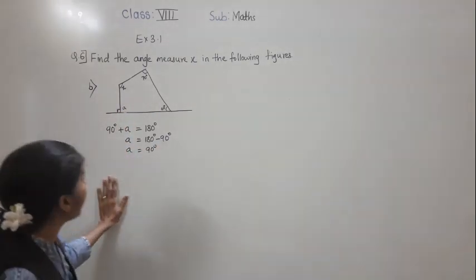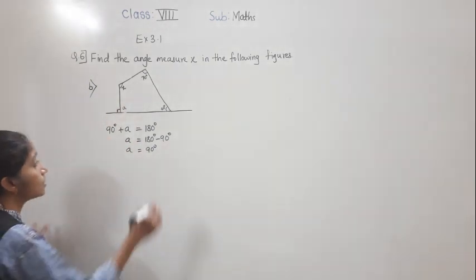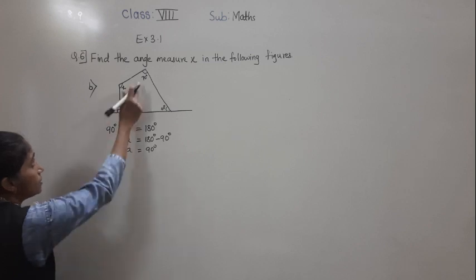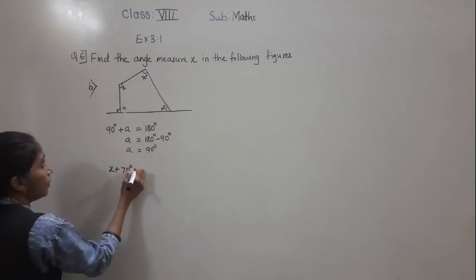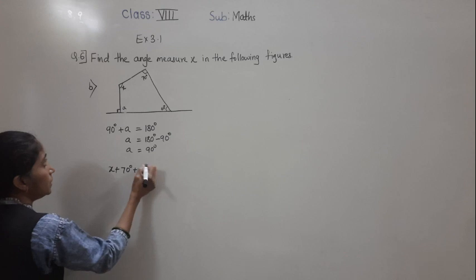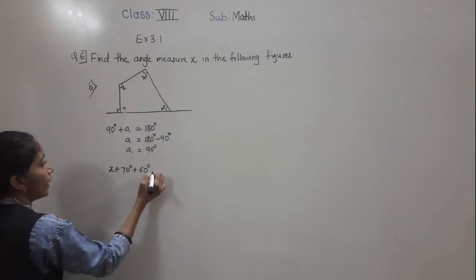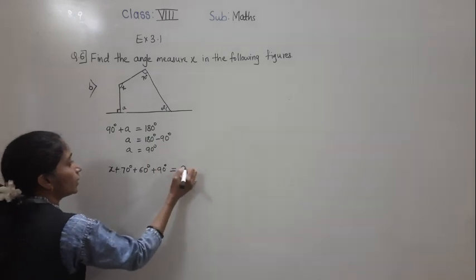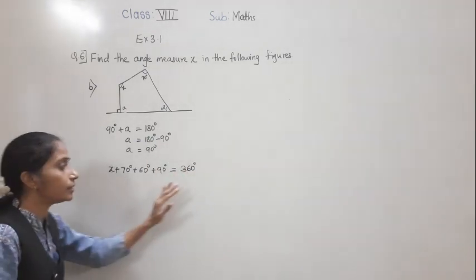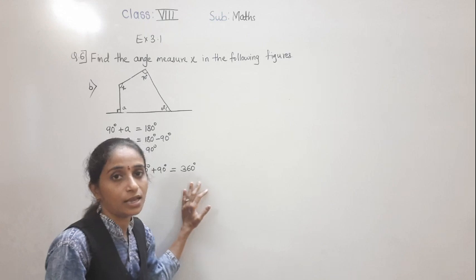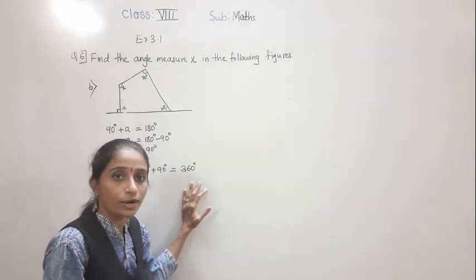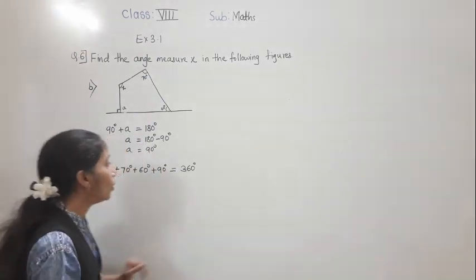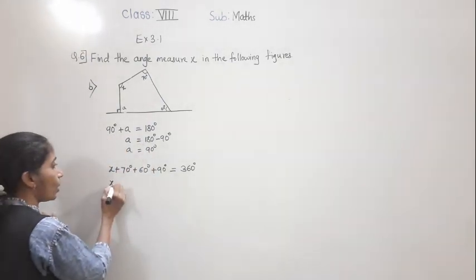So now we have to find the measure of angle x. So now how will we write: x plus 70 degree plus 60 degree plus A, which we got 90 degree, plus 90 degree is equal to 360 degree. Why have I written 360 degree here? Sum of the angles of a quadrilateral is equal to 360 degree. Okay, so now add all these.